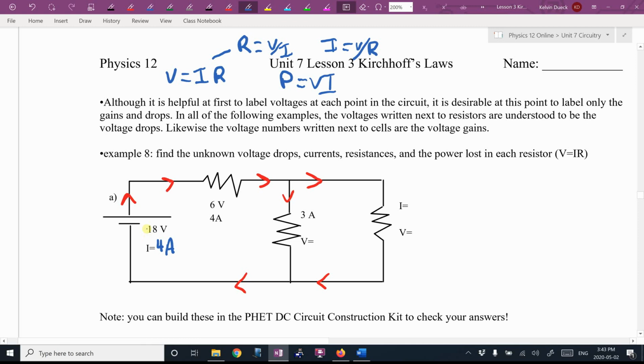How many amps? 4. So now, I know 2 things, which means I know 4 things. I also know the resistor, R equals V over I, so it's going to be 6 divided by 4, which I'm pretty sure is 1.5 ohms. I also know the power. Power is V times I, 6 times 4, 24 watts. Let's pretend all 3 of these resistors are light bulbs. This is a 24 watt light bulb.